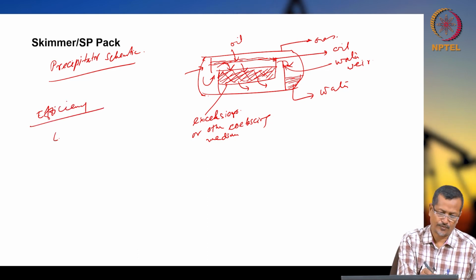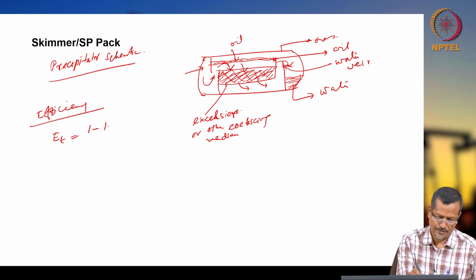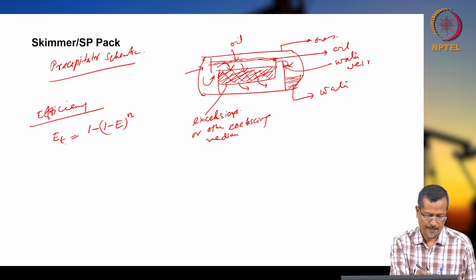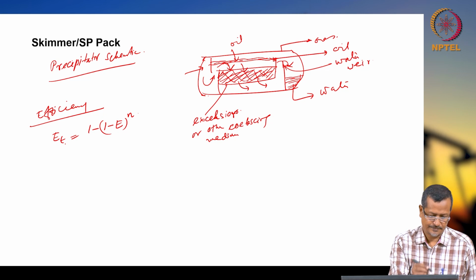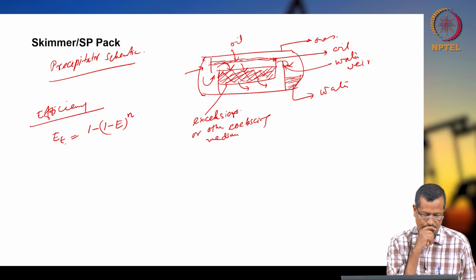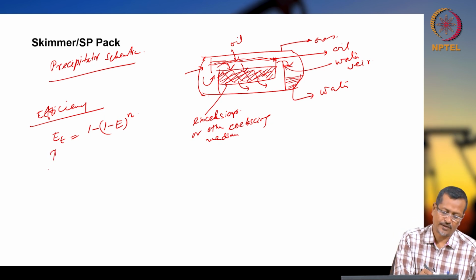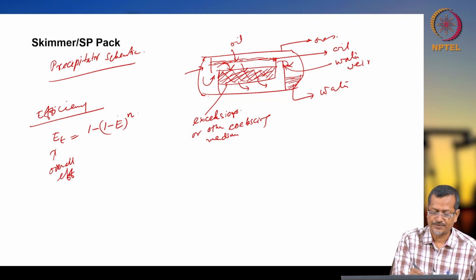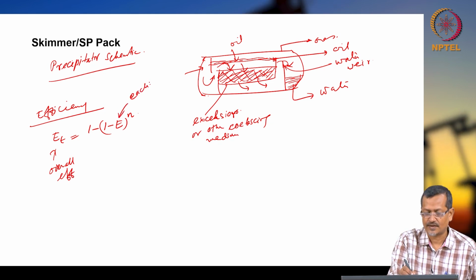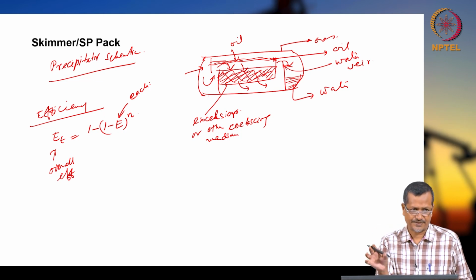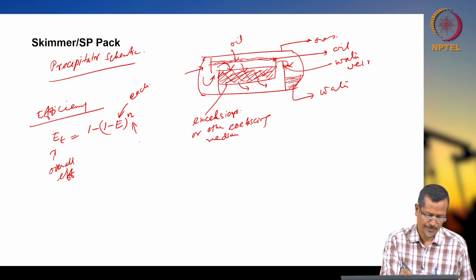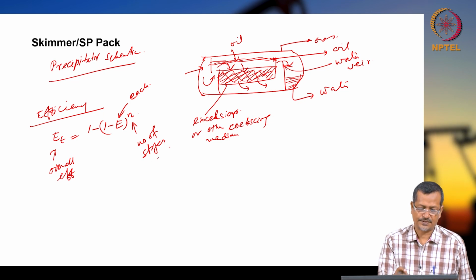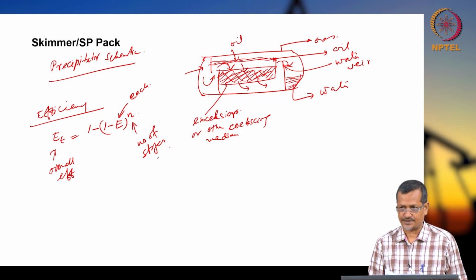So efficiency of SP pack. They have one formula: ET equals 1 minus (1 minus EG) to the power n. ET is the total, overall efficiency. EG is the efficiency of each cell. So you create multiple cells, and each cell has an efficiency. So the overall efficiency formula will be like this, and n is the number of cells, the number of stages. This simple formula we will use later and see how to use it.